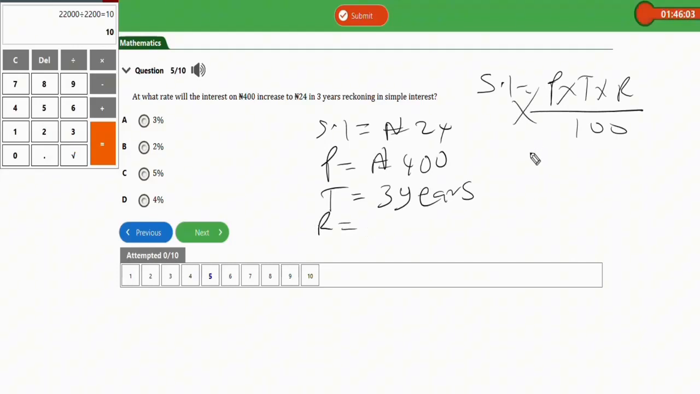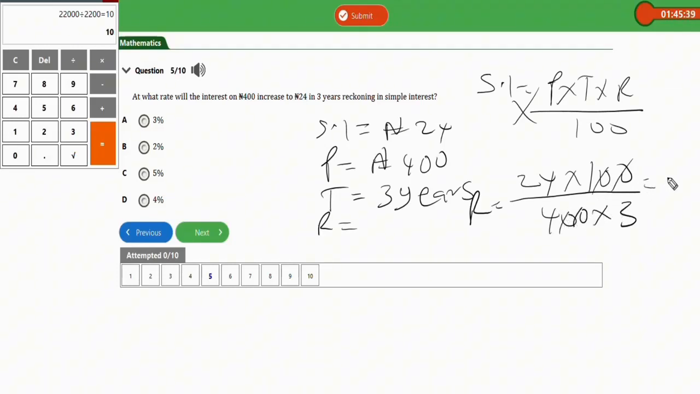When we cross multiply, the rate will be simple interest, 24 times 100, over the principal, 400, times the time, 3 years. This will cancel this. We are left with 4 times 3, which is 12, so we are left with 24 over 12, which gives us 2. So the rate will be 2%. The correct option to this question is option B. It's as simple as this. Let's wipe this and solve the next question.